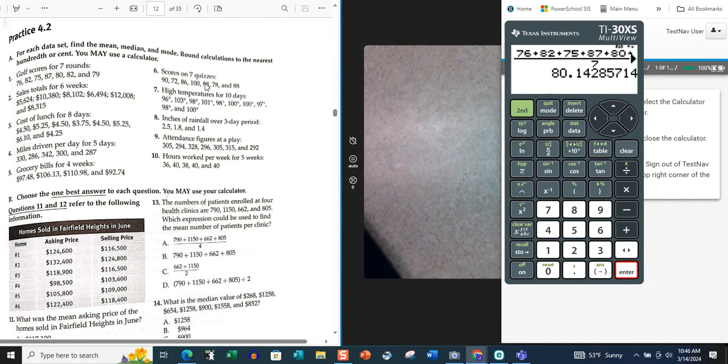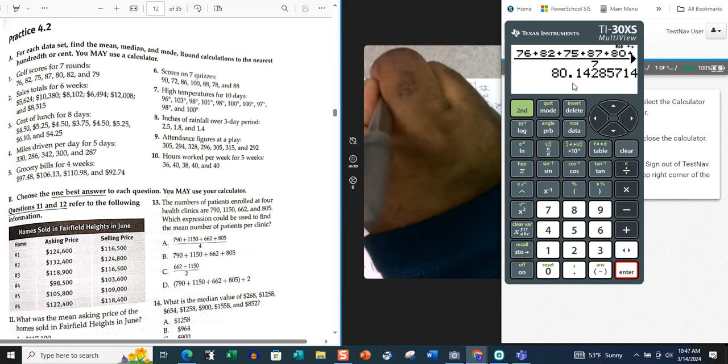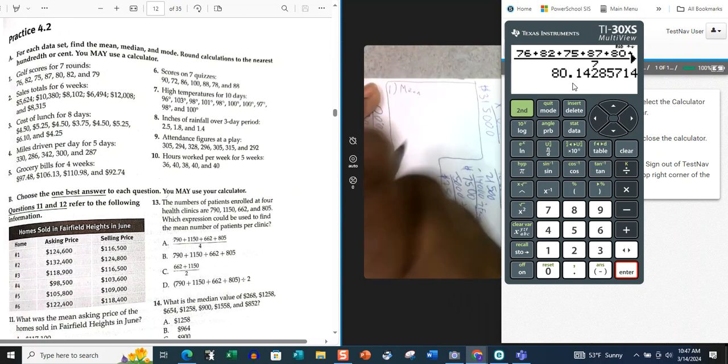So now it tells us to round the calculation to the nearest hundredth or cent. So the hundredths place is 2 places behind the decimal. So we'll go to that third decimal place. This right here is the 2, so that's 0 through 4, so we would leave this the same. So it'll be 80.14 for your mean. So for number 1, your mean is 80.14.